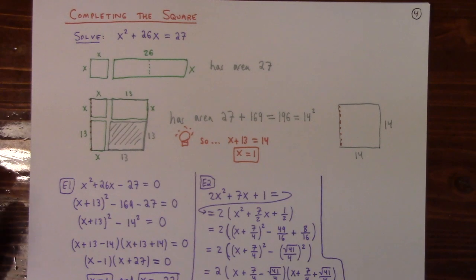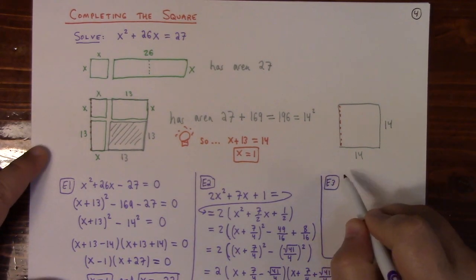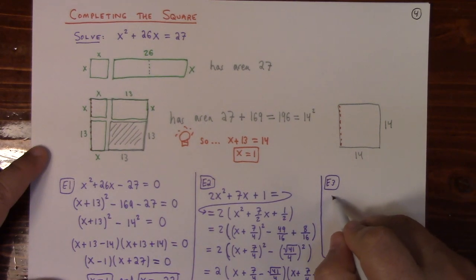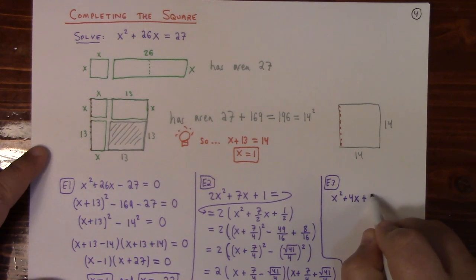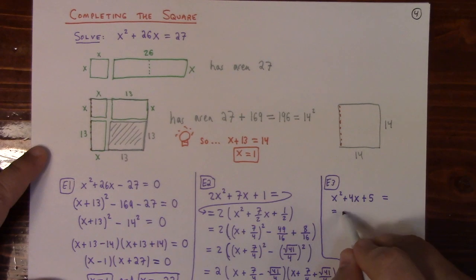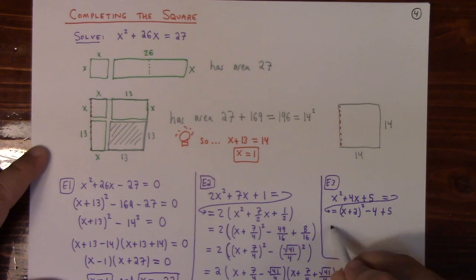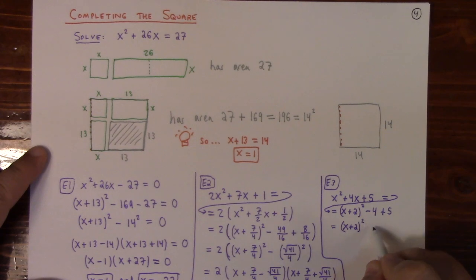All right, so one more here. Example 3. One of my favorite examples. Let's see here. X squared plus 4x plus 5. All right, so we take half of the coefficient of 4. That's 2. X plus 2 squared, right? Then we have to subtract 4 to be fair. Add 5. So what that gives us, of course, is x plus 2 squared plus 1.